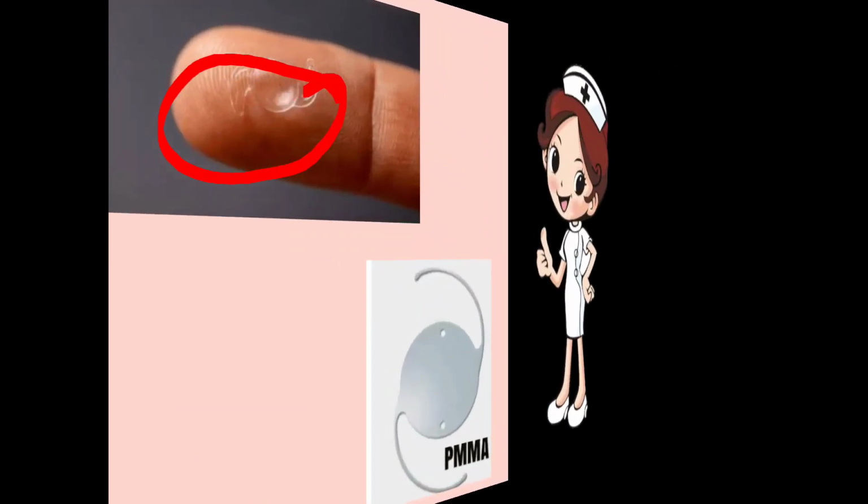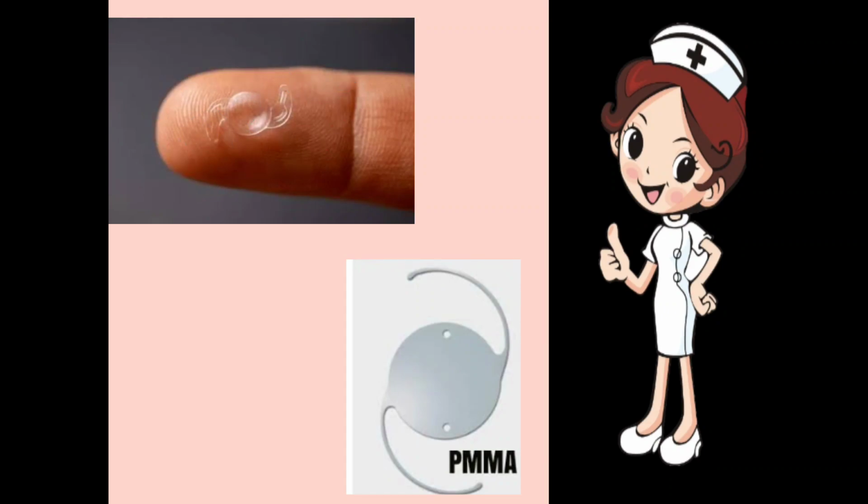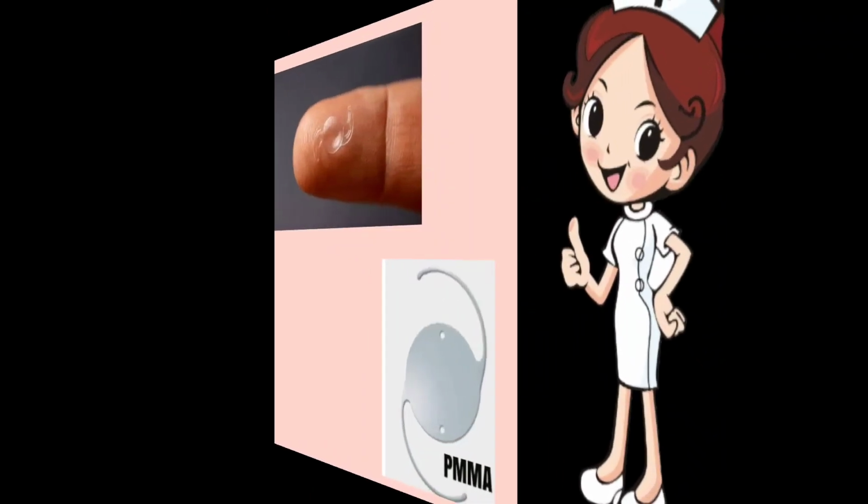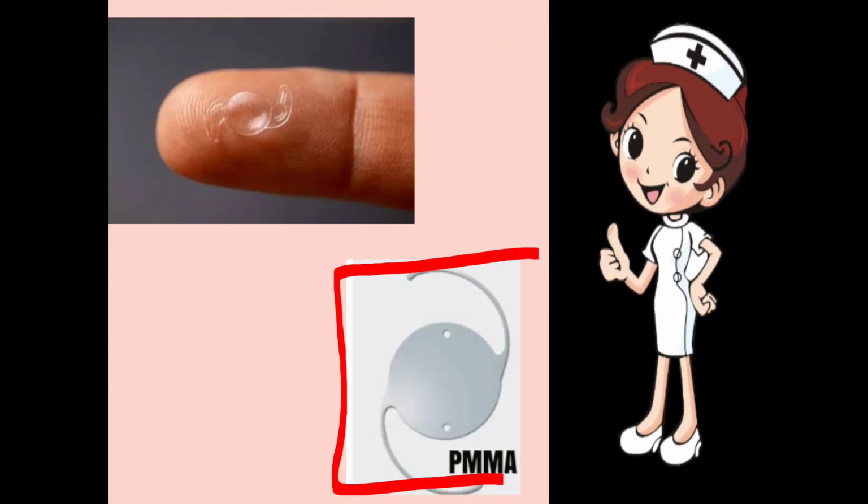Now these haptics are there. These are known as haptics or struts which you are looking at here. These are supposed to be fixed in the zonular fibers of the patient's eye and the patient is able to see clearly. IOLs are conventionally made of inflexible material, PMMA, although they have largely been superseded by flexible materials such as silicone and acrylic. PMMA is basically a hard material. The lens is made up of polymethyl methacrylate and it is a hard material.